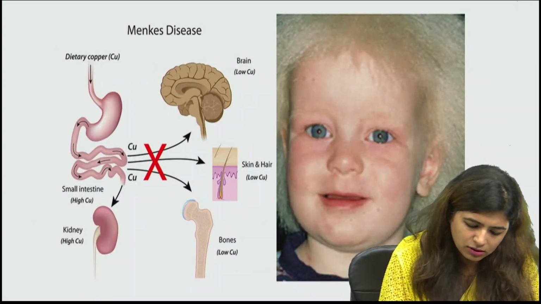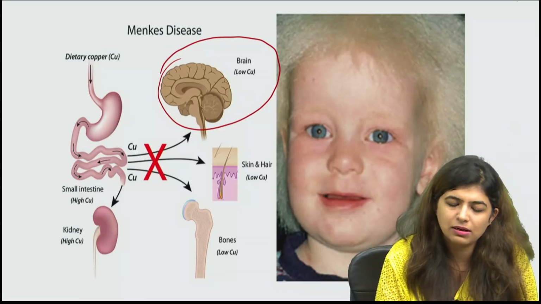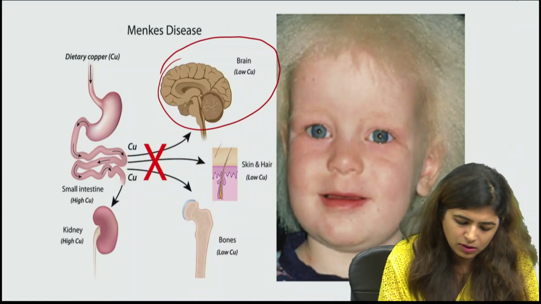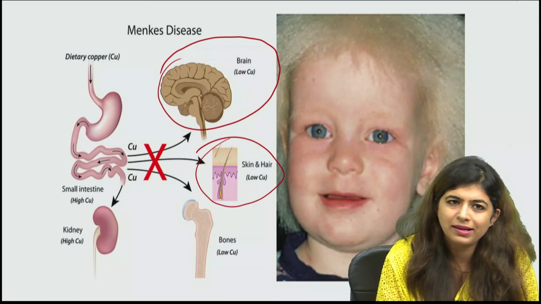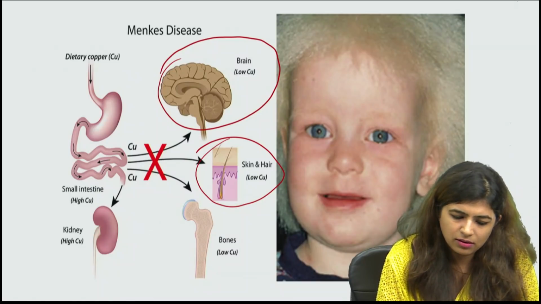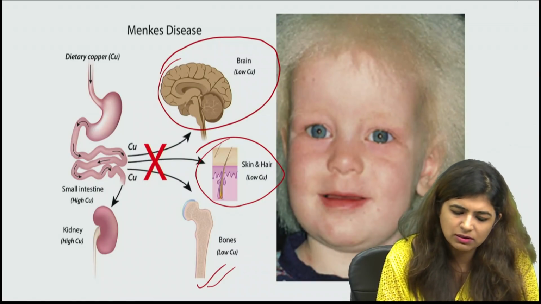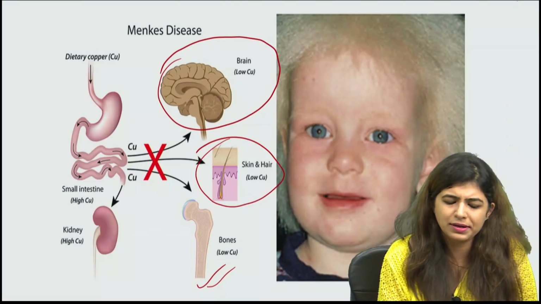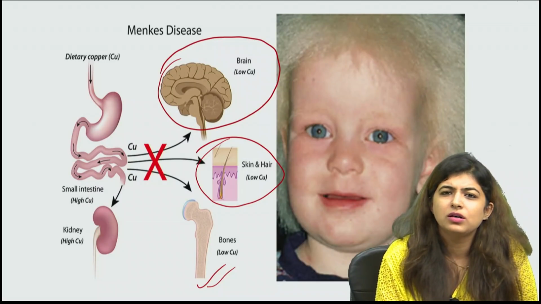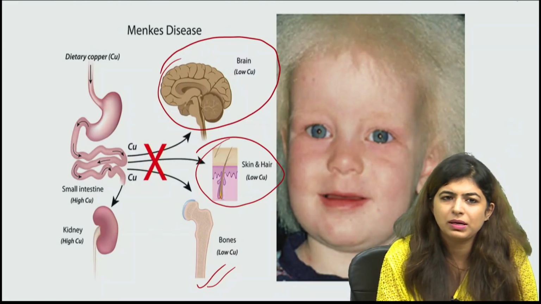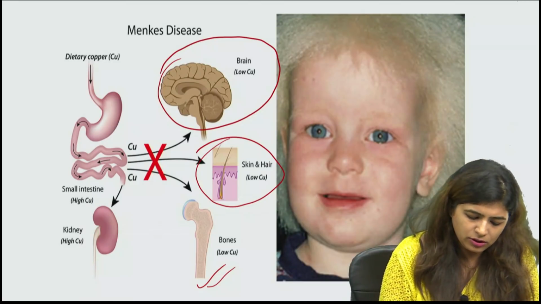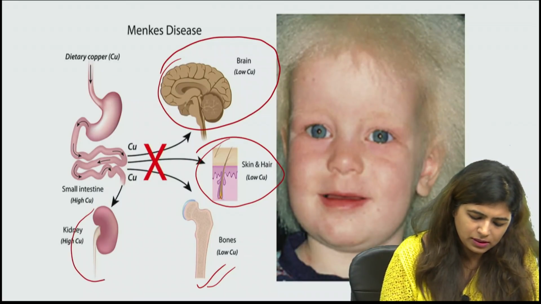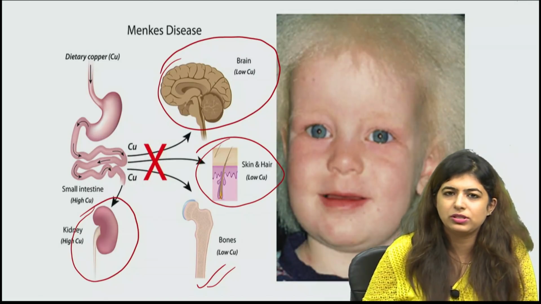There will be effect on the brain, so there will be a progressive cerebral degeneration. Your skin and hair will be damaged due to the low copper, which will lead to your kinky hair. Then the bones will be damaged. You'll have scurvy-like bone changes, anemia, neutropenia, growth retardation, failure to thrive. A lot of these will happen in the baby, due to which it will be a difficult survival. And increased copper secretion from the kidney will also damage the kidneys.